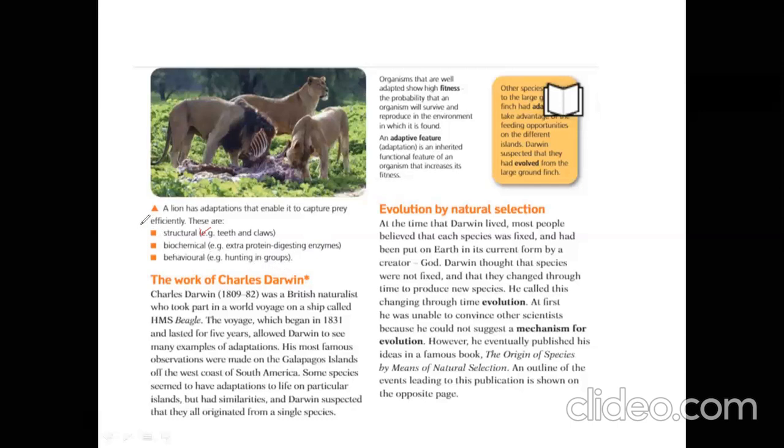So these adaptations help lions to survive in the forest and capture prey, right? Now, they have these adaptations because of adaptive features. Because they have these adaptive features, these adaptive characteristics. So what is an adaptive feature? An adaptive feature is an inherited functional feature. Inherited means they received that from parents.